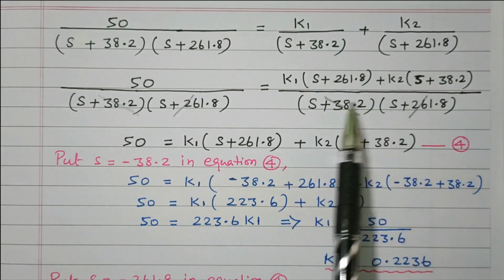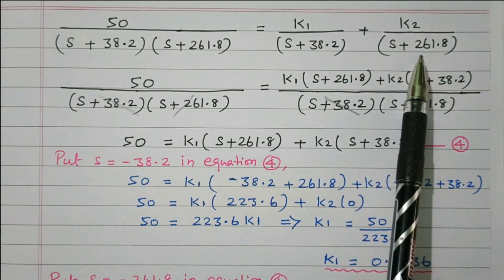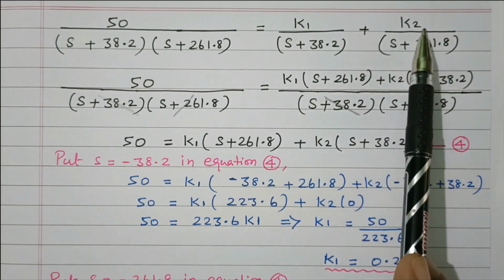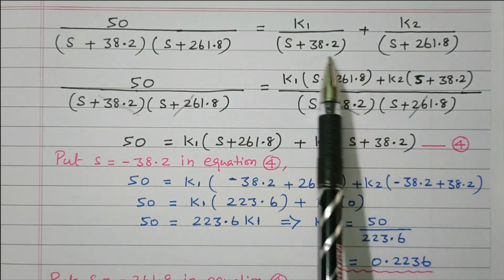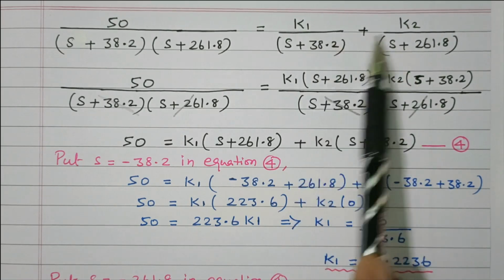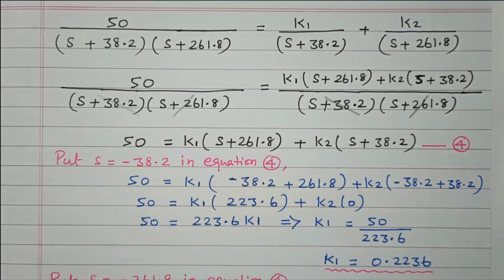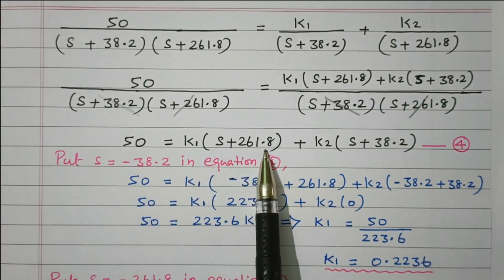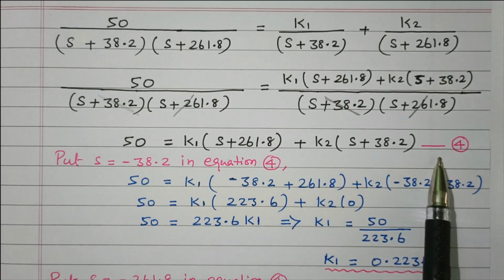Now we'll take the LCM on this side. We'll take these two terms. Here 38.2 is not available. This term is not available, so it is multiplied. k1 into s plus 261.8. Here 261.8 is available. This term is not available, so it is multiplied. Right? So out of two terms, one term is not available, so it is cross multiplied. So these terms are available on both the sides, so they got cancelled. So after cancellation, what we got? 50 equal to k1 into s plus 261.8 plus k2 into s plus 38.2. We'll take this as equation number 4.